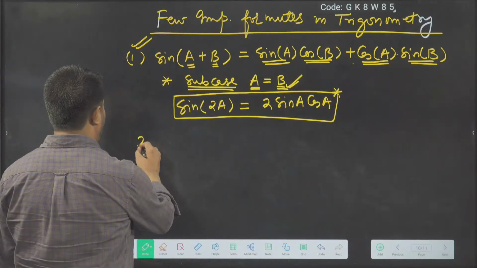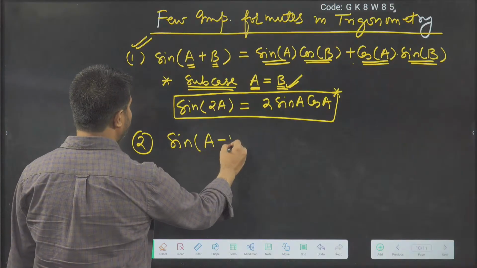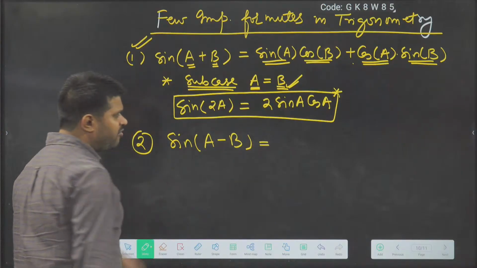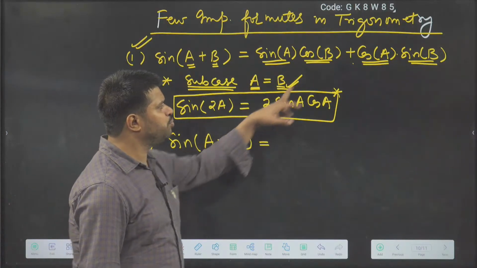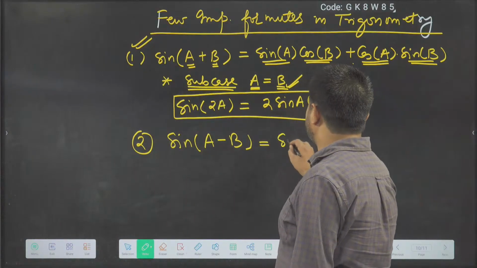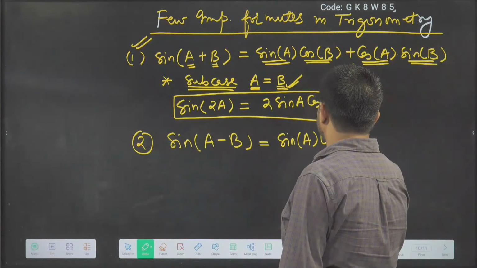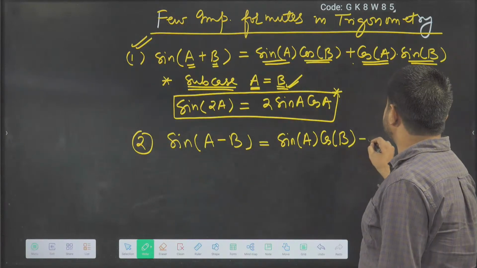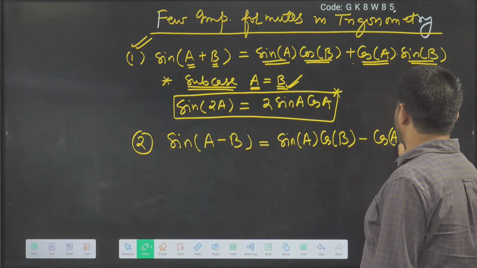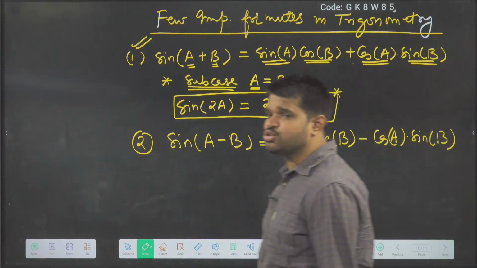Second, sine A minus B. Everything is the same, just put minus here. Okay. So sine A minus B is sine A into cos B minus cos A into sine B. Write these two formulas.